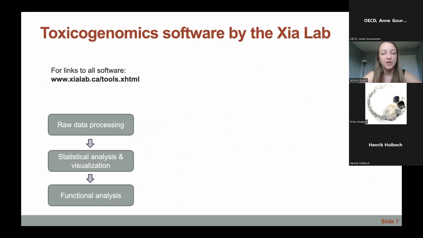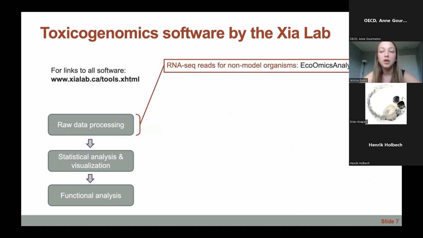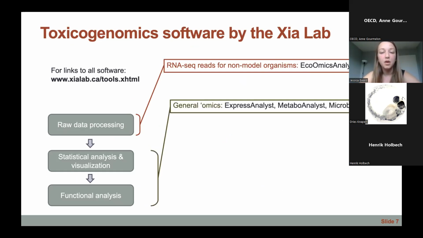So there is a lot of software that could be relevant to environmental toxicology. So I'm just going to give a brief overview here before looking at one in more detail. So we have Ecotoxicology Analyst for raw RNA-seq reads processing for non-model organisms. We have Express Analyst, Metaboanalyst, and Microbiome Analyst for general omics analysis. So this is for generating these lists of perturbed features and then mapping them to their pathways.